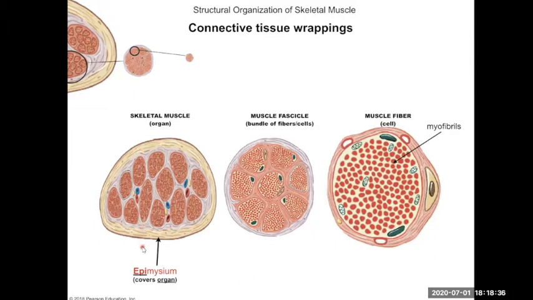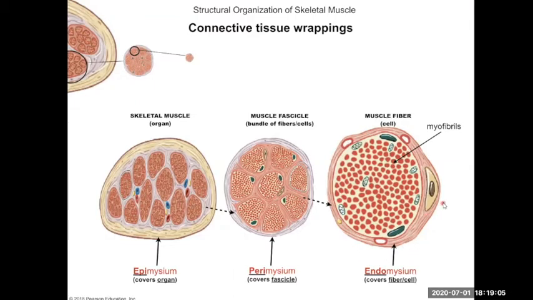The name of it is epimysium, wrapping around the whole muscle, wrapping around a bunch of fascicles. And each fascicle is going to be surrounded by perimysium over here. And that fascicle is going to be composed of a bunch of muscle fibers. That is the cell, which is in turn going to be covered by this endomysium. So these are the connective tissue wrappings.